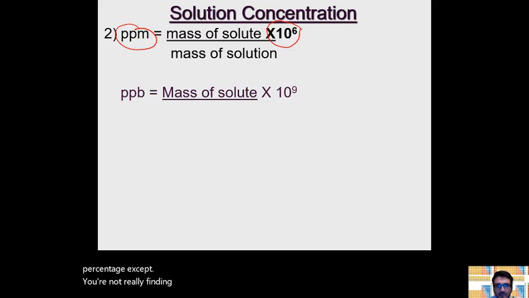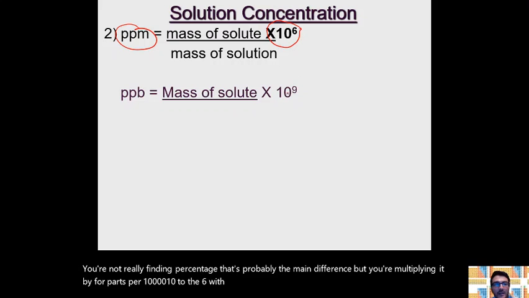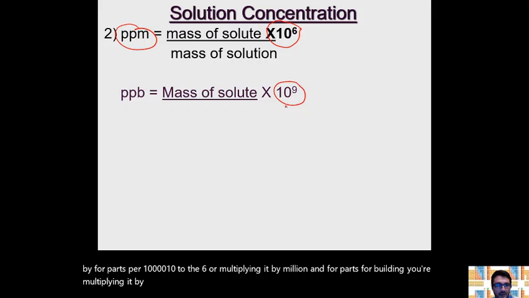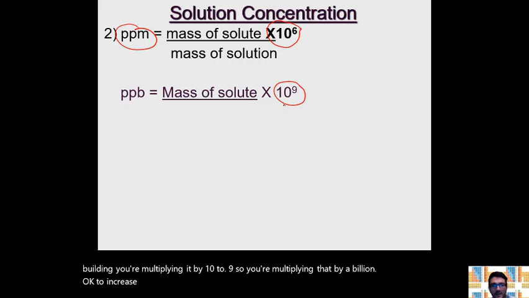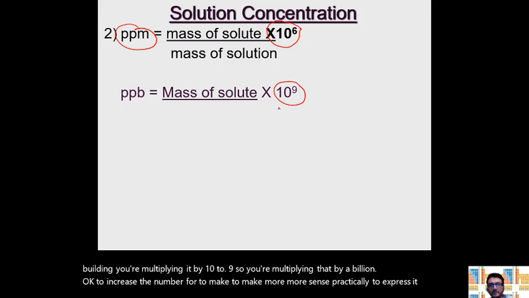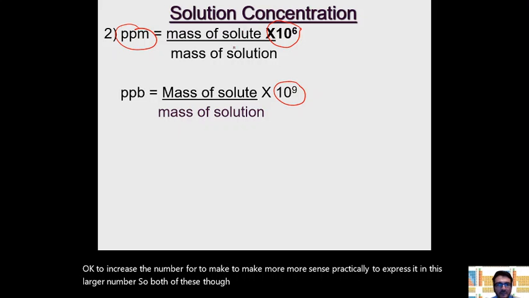I mean, that's probably the main difference, but you're multiplying it by, for parts per million, 10 to the 6, so multiplying it by a million, and for parts per billion, you're multiplying it by 10 to the 9, so you're multiplying that by a billion. Okay, to increase that number to make more sense practically, to express it in this larger number. So both of these, though, it's a mass of solid divided by mass of solution.